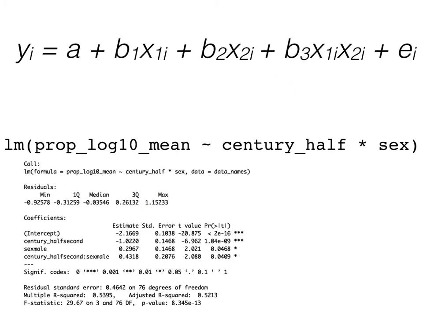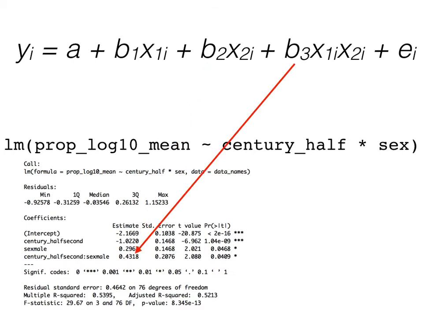We can also call summary on the model to get our coefficients. Remember though, now our intercept is actually informative. So here, the estimate of the intercept is the mean of the data when both x1 and x2 are set to 0. So the first half of the century female names. Our b1 is the estimate for century half, given again the baseline of females for x2, and our b2 is the estimate for sex, given the baseline of first half of century for x1.